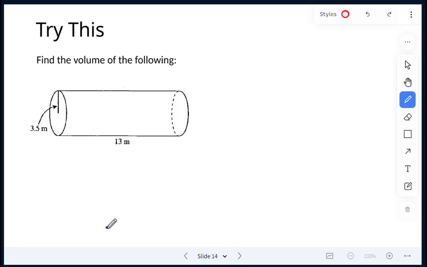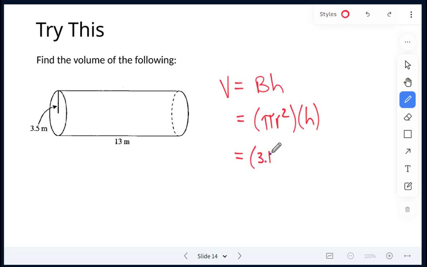All right, so for this example, find the volume of the following. So again, area of the base multiplied by height. The area of the base, pi r squared, and that is multiplied by the height. So 3.14 for pi, radius is 3.5, it's squared, times the height, which is 13. So we'll multiply all of that out and we get 500.045, and the answer is in meters cubed.